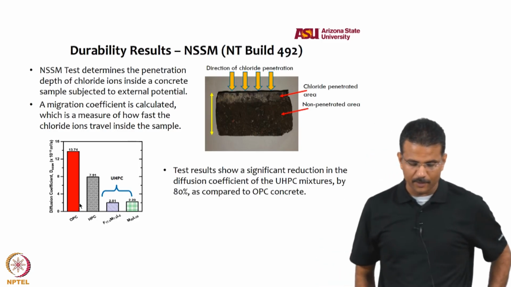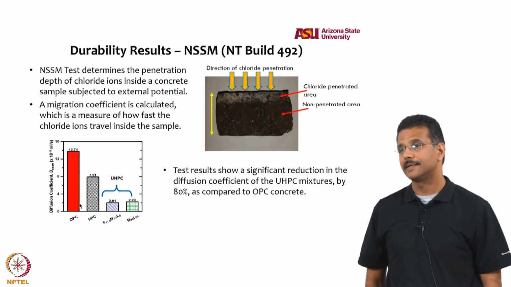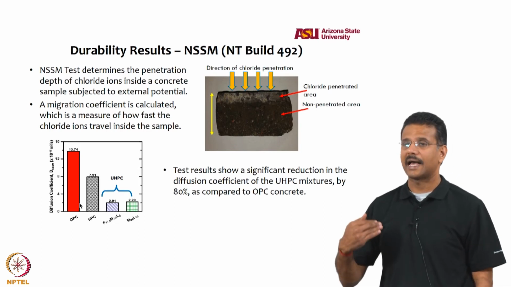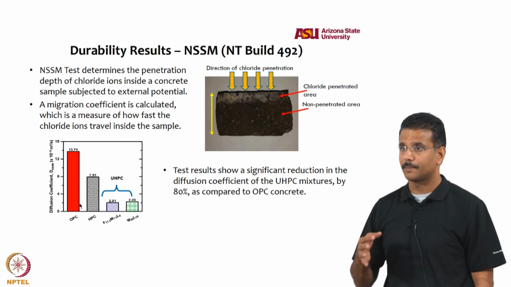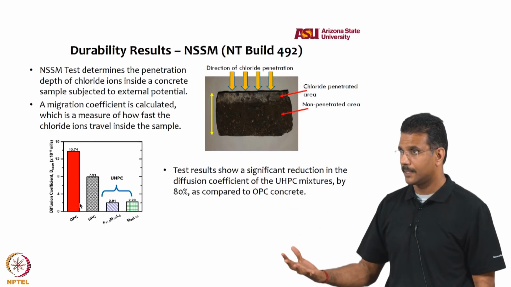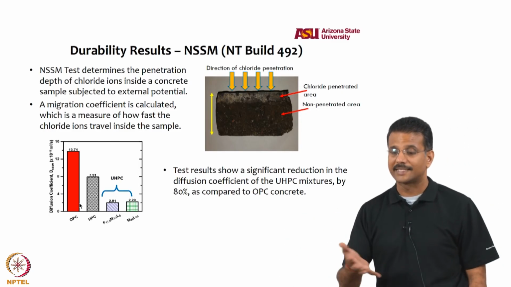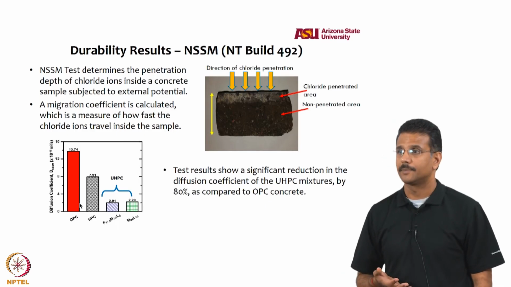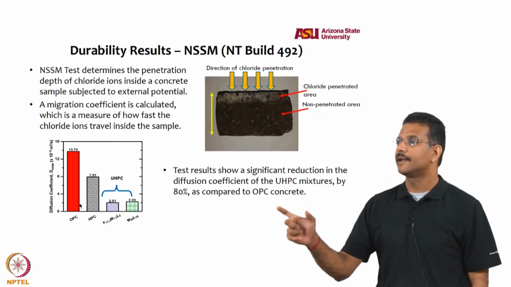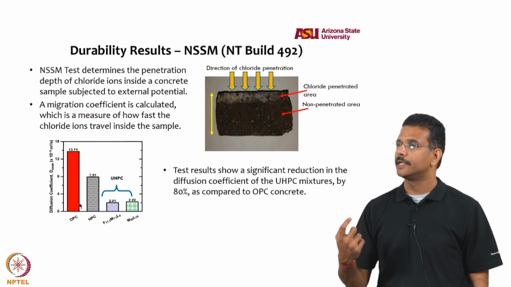For an OPC concrete, you get about 10 times 10 to the minus 12. For UHPC, it is about 2 times 10 to the minus 12, so about 6 times lower migration coefficient. Again, this is accelerated migration, which means you are making an electric field push things through, so it is not a real representation of what is actually happening in the field. If you do a natural diffusion test by ponding chlorides, you will see that the diffusion coefficient is about an order of magnitude lower. So different tests will tell you different levels of where these materials stand. One test is not essentially an indicator of durability.